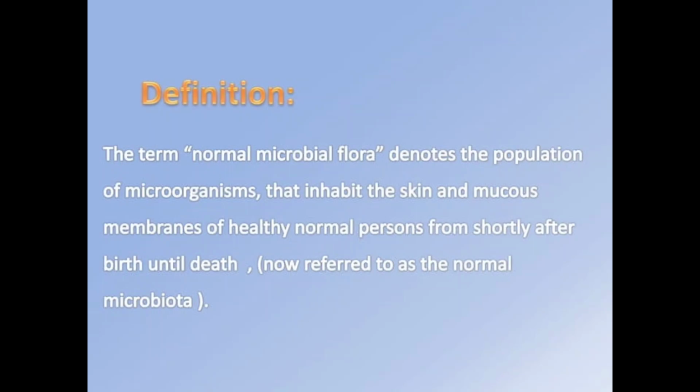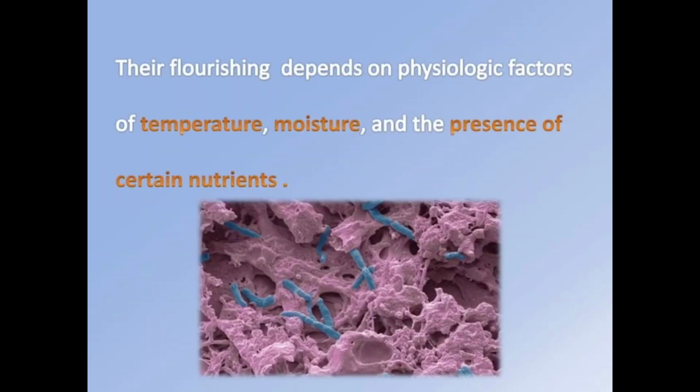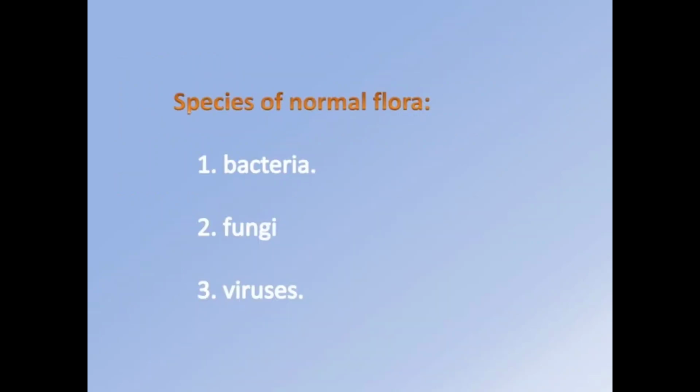Definition: the term normal microbial flora denotes the population of microorganisms that inhabit the skin and mucous membrane of healthy normal persons from shortly after birth until death. Their flourishing depends on physiologic factors of temperature, moisture, and the presence of certain nutrients. Species of normal flora: first bacteria, second fungi, third viruses.